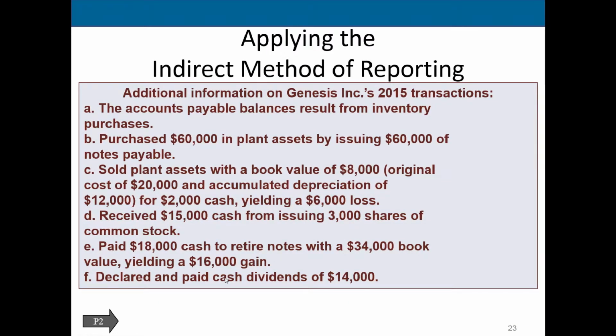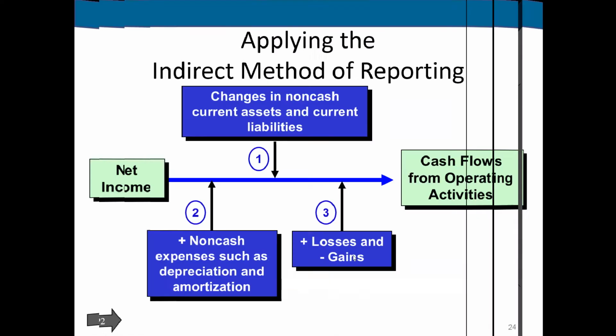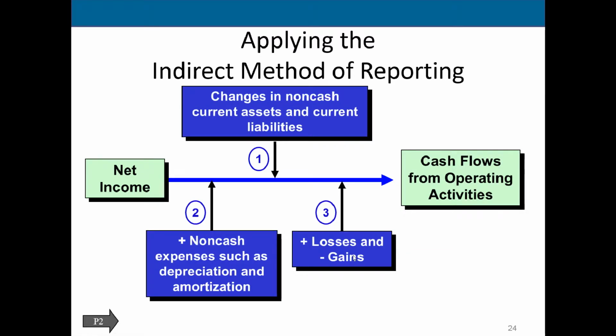All right, so when we apply the indirect method, we also need additional information, right? So here's the accounts payable balances. It says it all comes from inventory. We purchased $60,000 in plant assets by issuing some notes. We sold plant assets with book value. We received some money from issuing stock. All these great things. Let's see how this works.